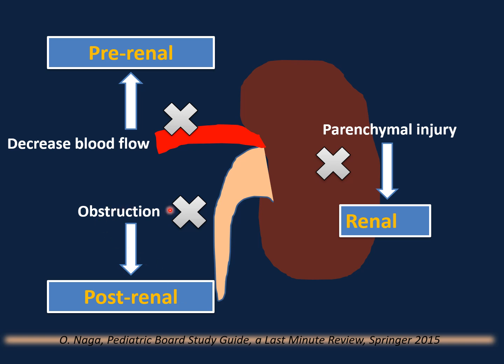Post-renal is because of obstruction to the collecting system of the kidney, like in case of congenital anomalies in the ureter or urethra. Renal causes, which is direct injury to the kidney or the parenchyma itself, like in case of hemolytic uremic syndrome, rhabdomyolysis, aminoglycosides.